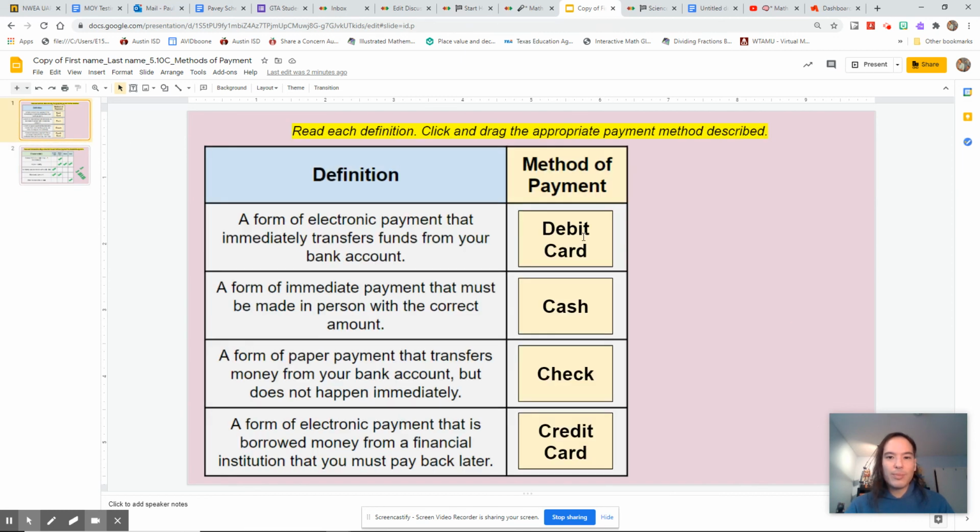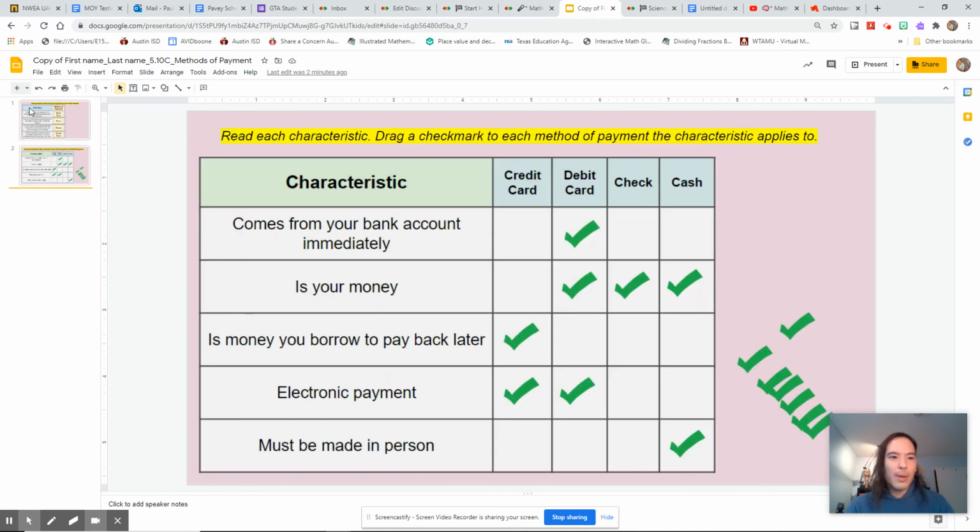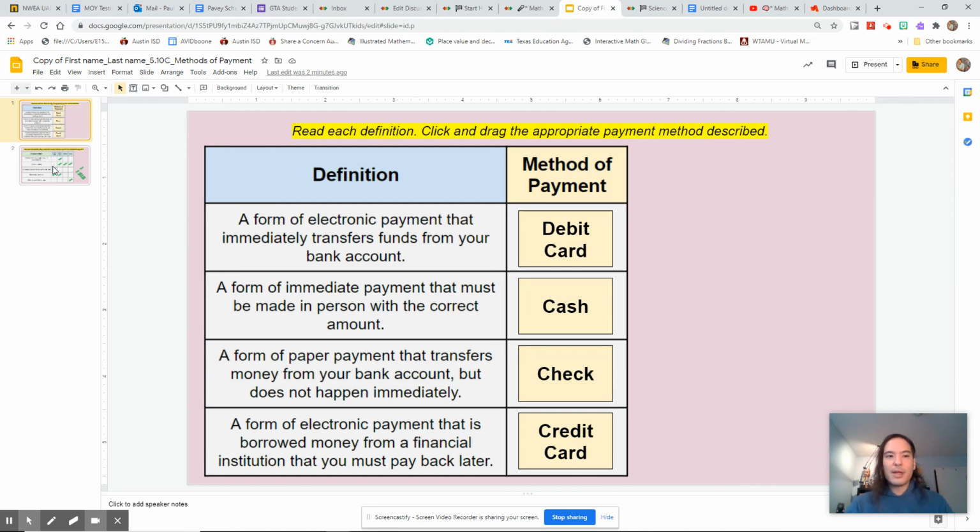Remember, you do have to move these to the front. You just do that with a right click, order, bring to front. All right. So hope that this is kind of starting to make sense. It is something you'll do for the rest of your life. So have fun with money.